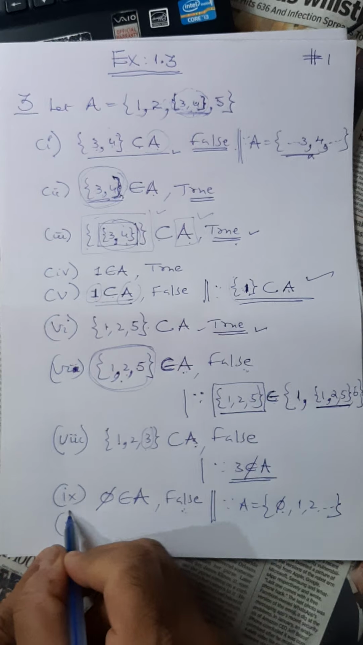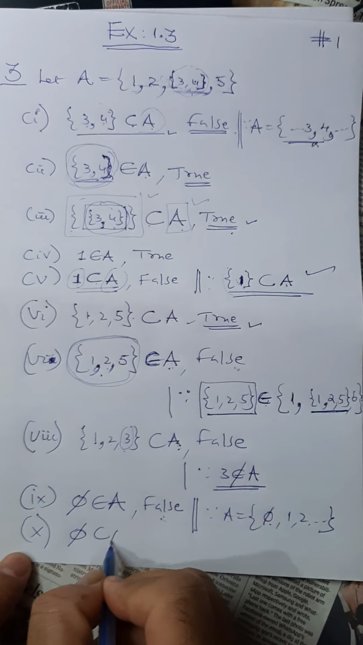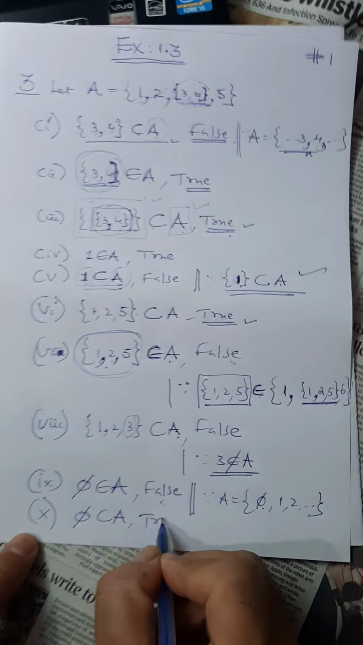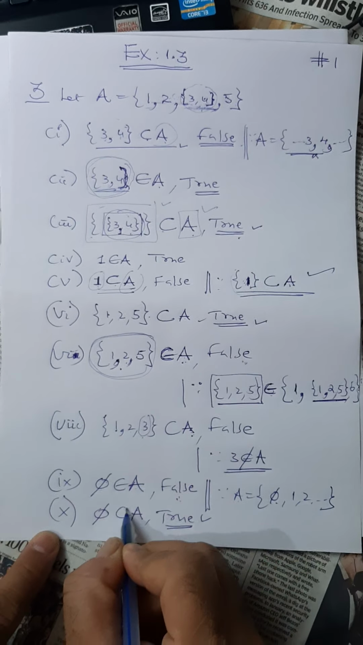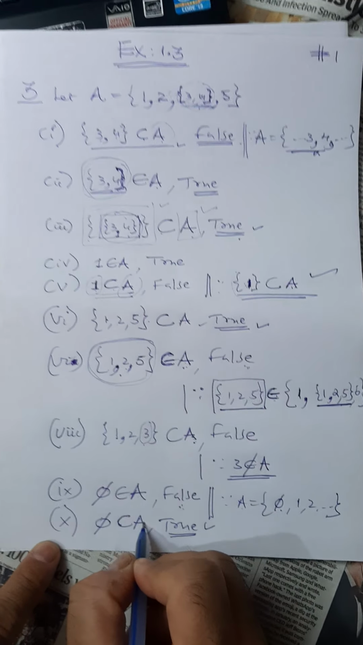10th, which is always true, you know, empty set is a subset of every set, so this is true. This is always true. Null set is always a subset of every set.